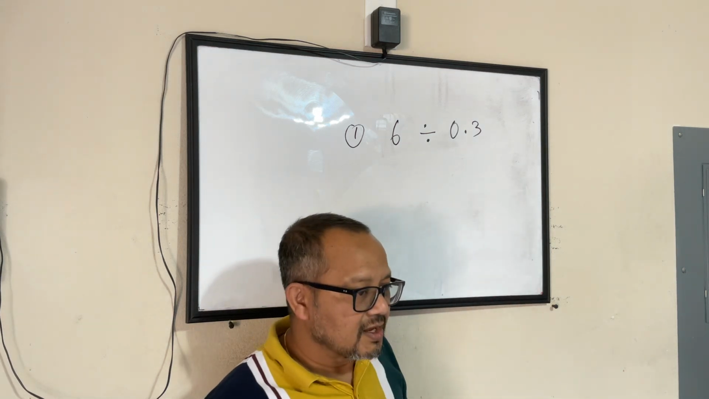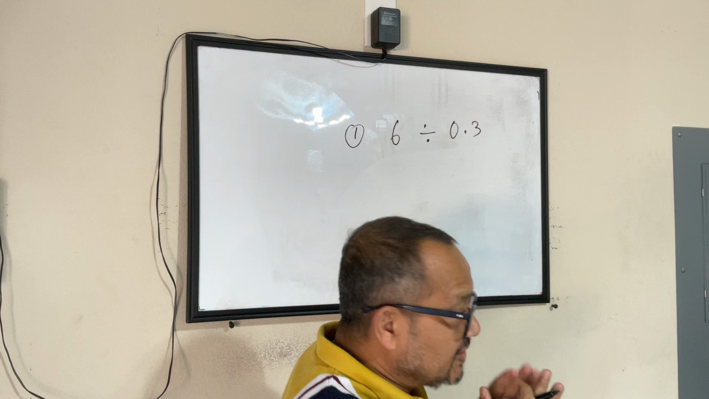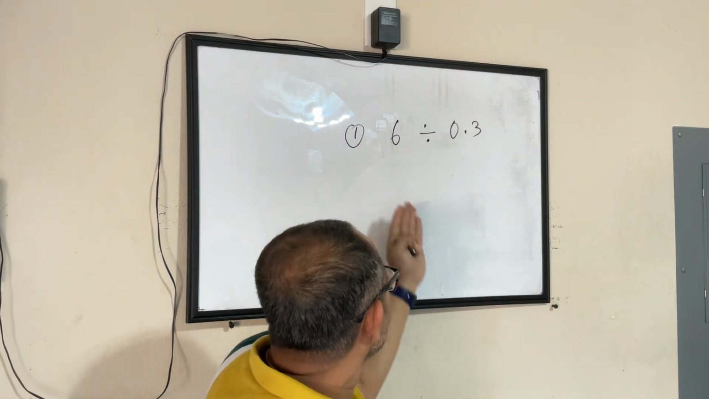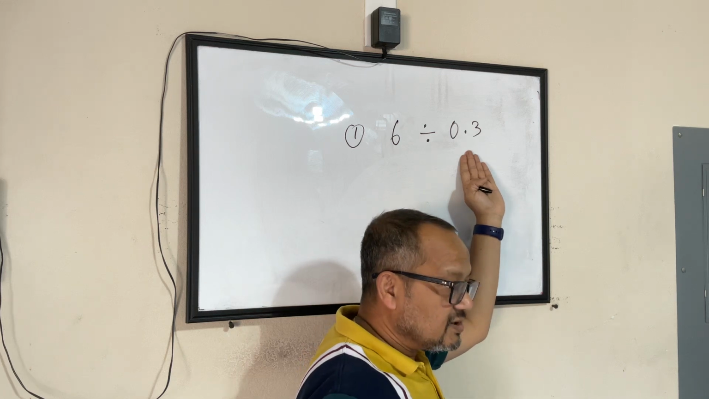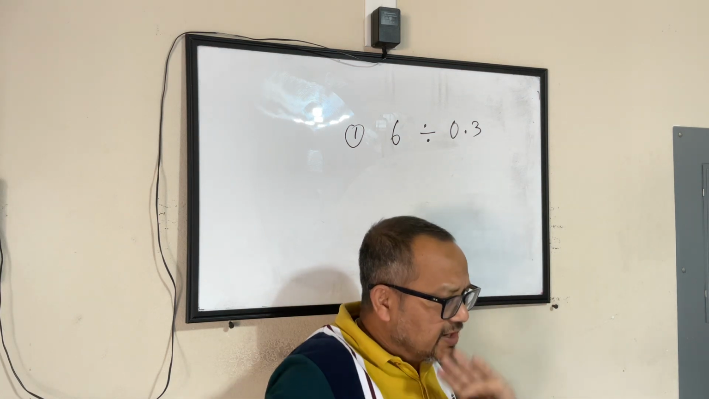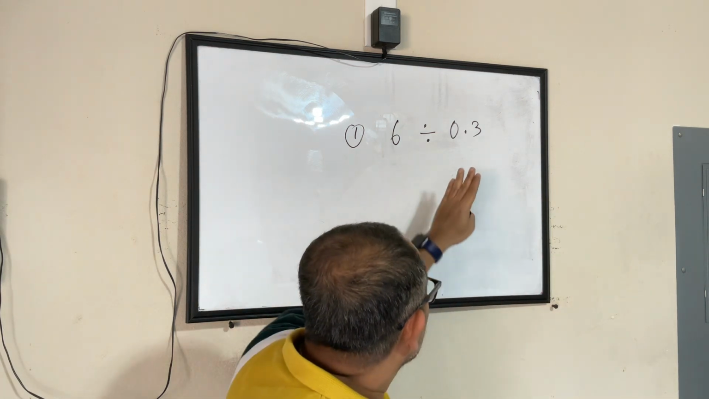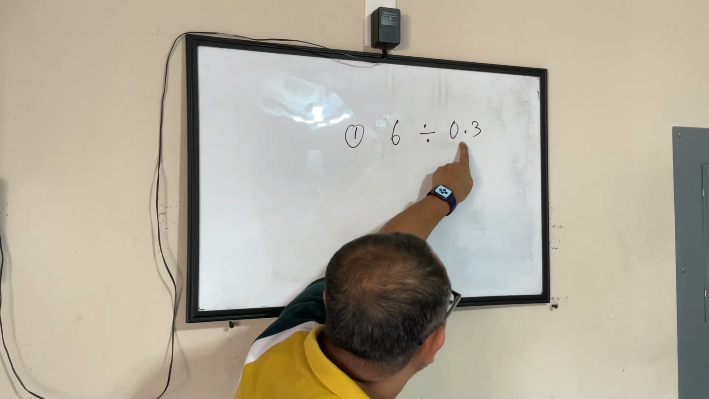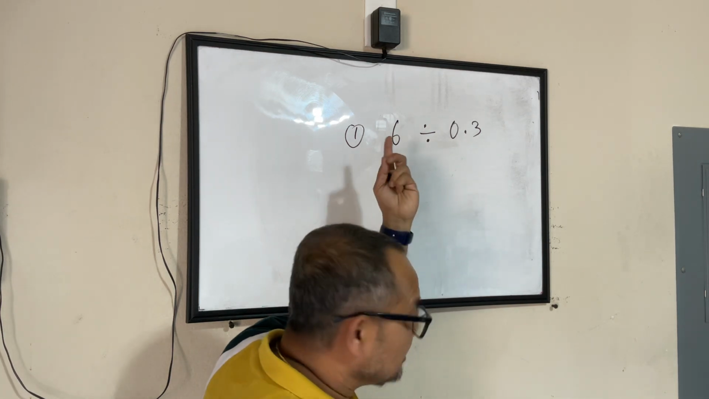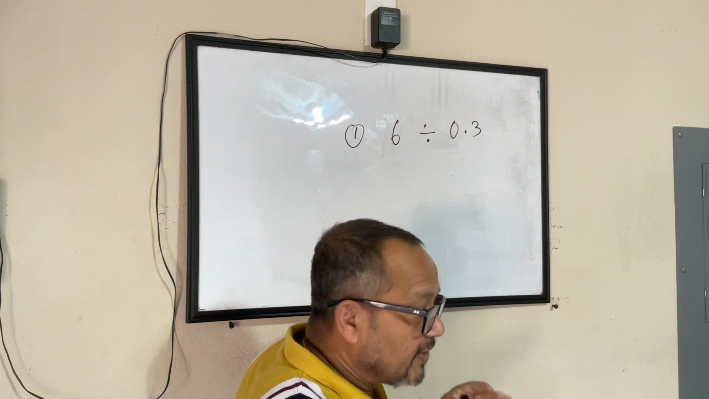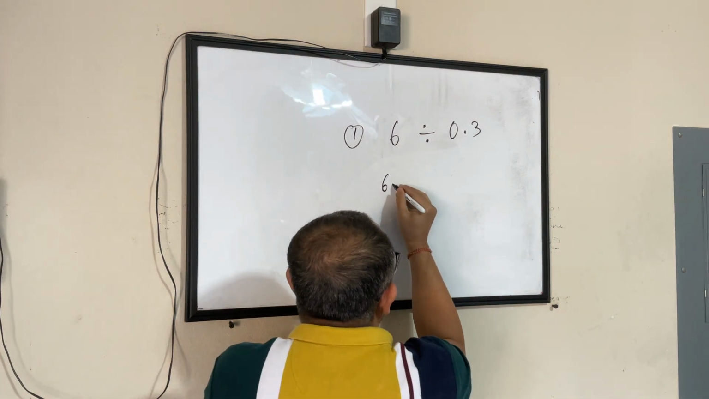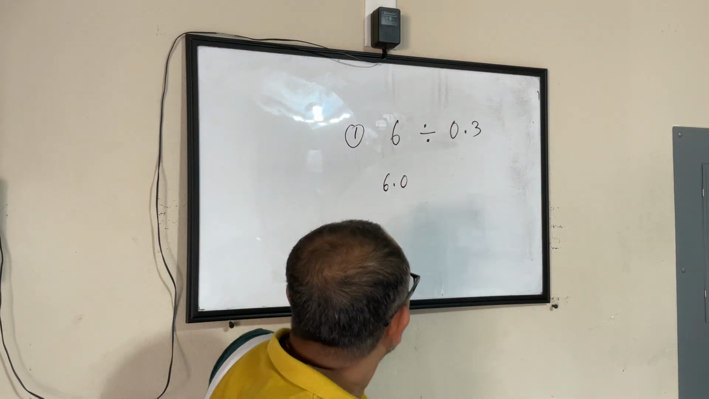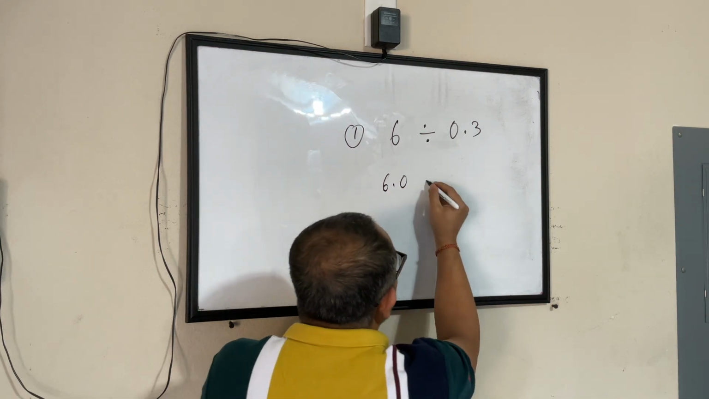Now, first observation we have by seeing this is, this number has no decimal. This guy has a decimal. Very simple observation. Now, here there is one digit after the decimal. Here there is no decimal itself. So first thing we have to match. So here also we can put a decimal. We can write 6 as 6.0.